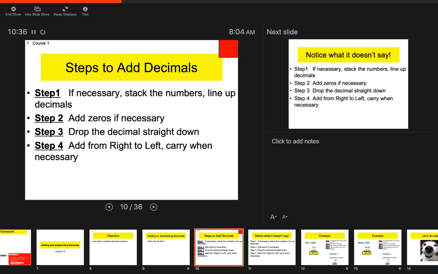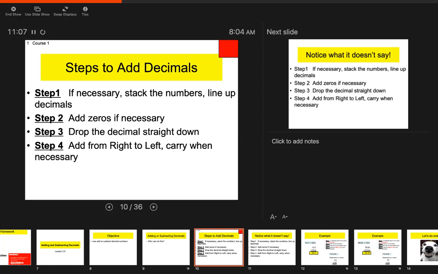Some of you have perfect handwriting, and God bless you, but I'm not one of them. When I was first learning this, I was forced to use graph paper, and I'm just saying it's a good thing to do. So for those of you with sloppy handwriting, tonight's homework, get some graph paper that was on the packing list or the supply list. Use your graph paper. It says, if necessary, add zeros. That will make more sense once we do an example. It says, drop the decimal, that's the little tiny dot, straight down.